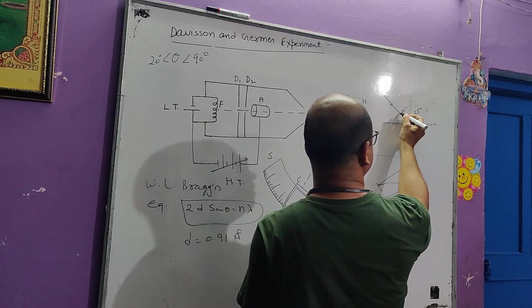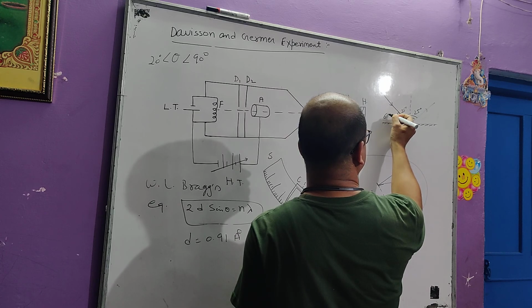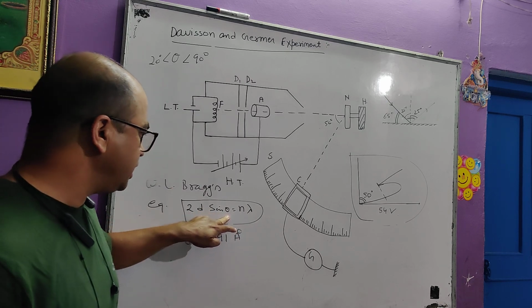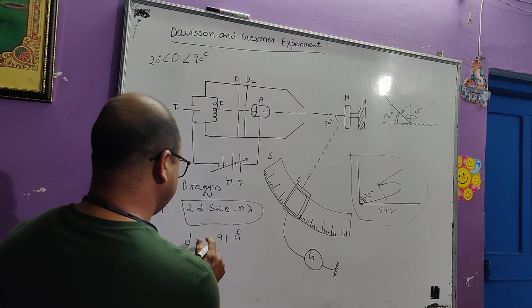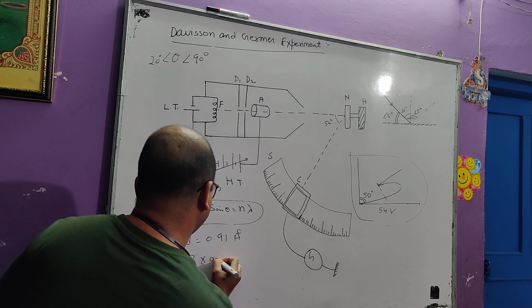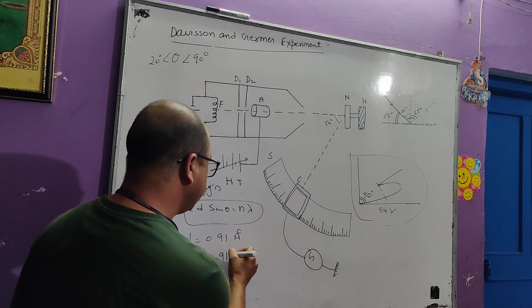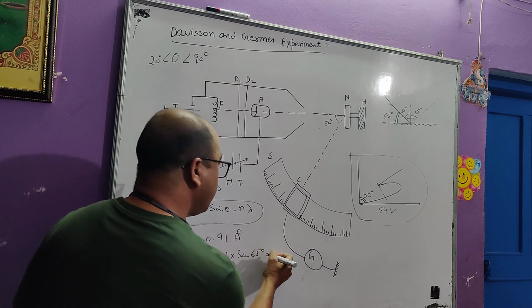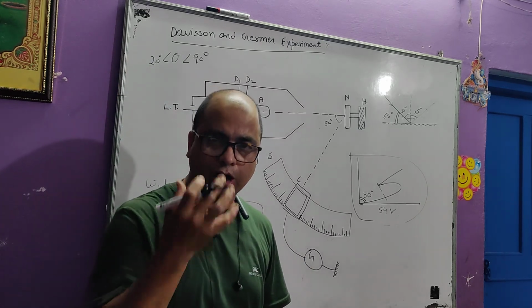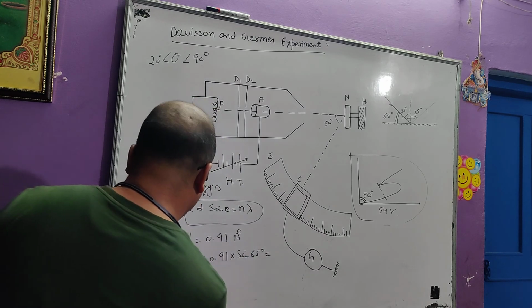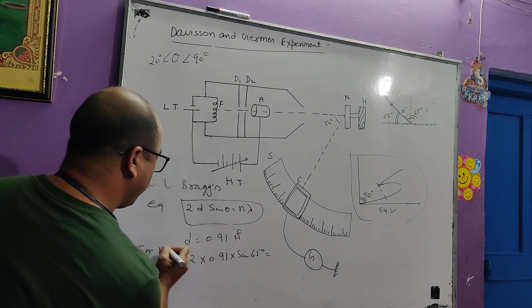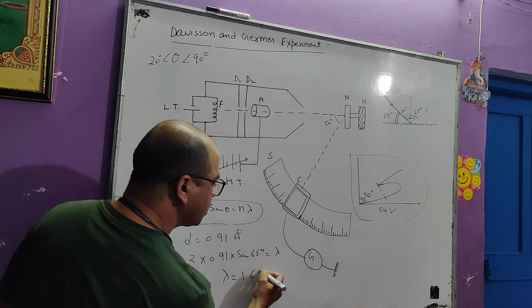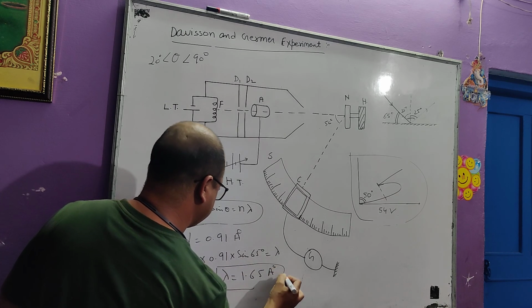What will be the grazing incidence? It will be 65 degrees. In the formula 2d sin theta, theta is the grazing incidence, and in place of d I will write 0.91 angstrom, because the interplanar spacing for nickel crystal is 0.91 angstrom. For theta, I write 65 degrees. For n equals 1, the first order of reflection, the wavelength calculated was lambda equals 1.65 angstrom, which is almost near 1.66.